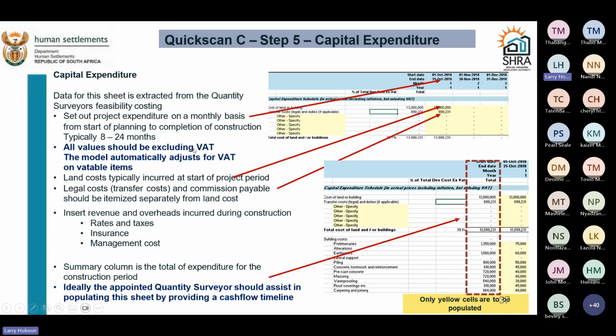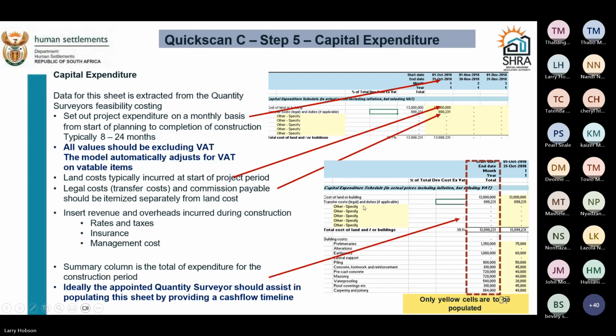The values entered should be excluding VAT. The model automatically adjusts for your VAT according to the settings you've entered. Land costs typically at the start of the period. Legal transfer costs go together with those, so you'll generally find those are upfront.